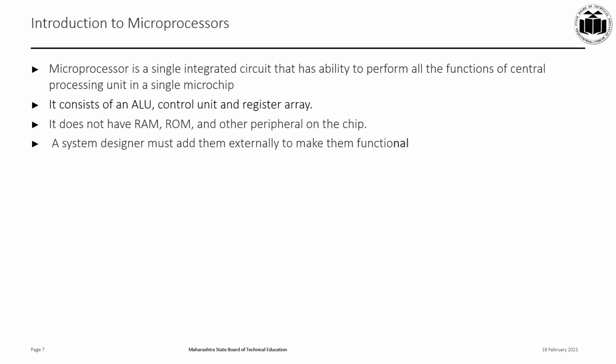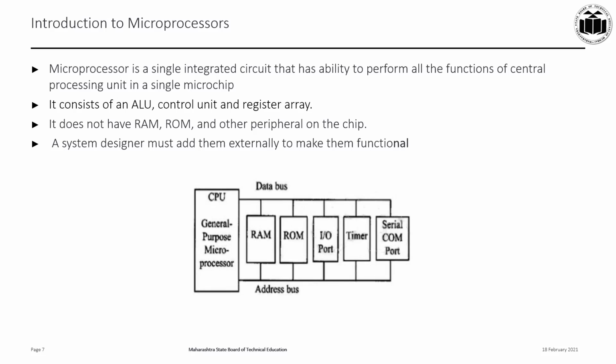Microprocessors do not have the RAM, ROM and other peripherals on the chip. All these need to be added externally to make the microprocessor functional. Here we can see the block diagram of the microprocessor where the CPU is the general purpose microprocessor. The RAM, ROM, I/O port, timer, serial communication port, all these are added externally in order to make it functional. They are connected to the central processing unit or the microprocessor with the help of the data bus and the address bus.